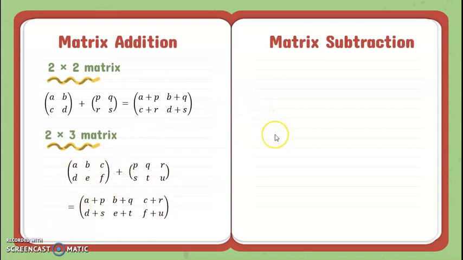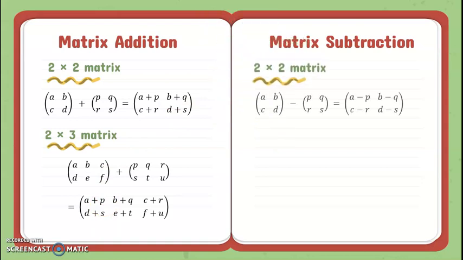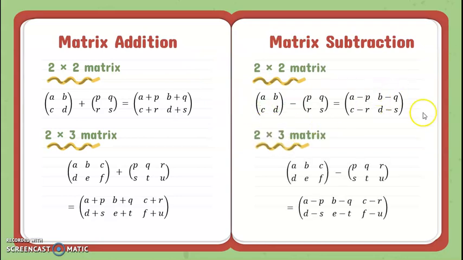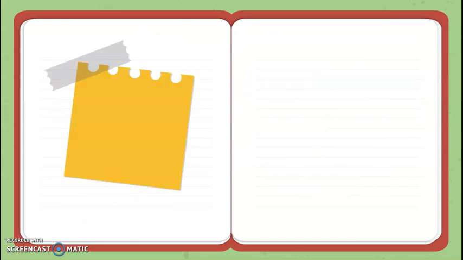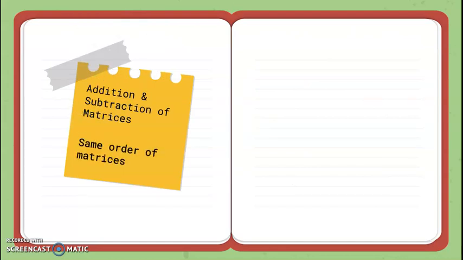So how about matrix subtraction? It's actually the same method as addition. It's just that they have a different operation. Alright, you can just look here. Okay, next. As I mentioned earlier, addition and subtraction of matrices can only happen if they have the same order. Alright, let me give you one example.